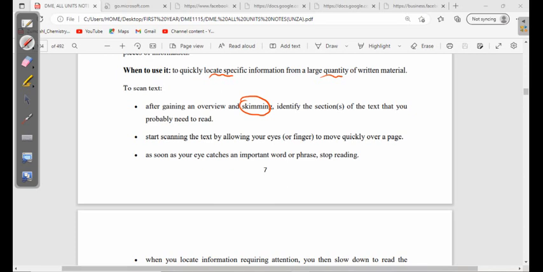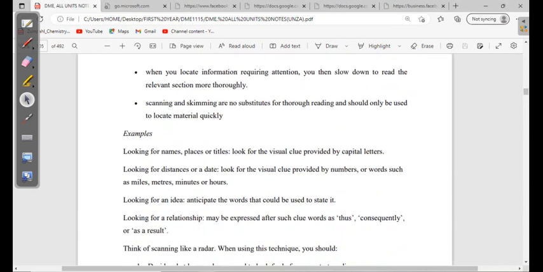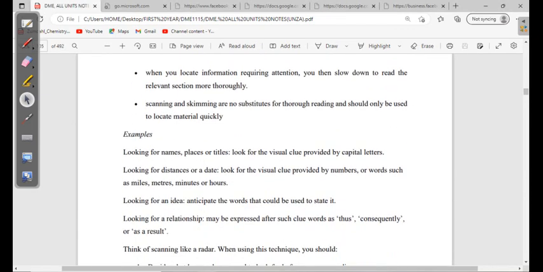So start scanning the text by allowing your eyes, or even your finger, to move quickly over a page. As soon as your eye catches an important word or a phrase, stop reading. You can now read in more detail when you catch any important point. Of course, what determines what is important? It's yourself. You know what you really want to find out about. So when you locate information requiring attention, you then slow down to read the relevant section more thoroughly.